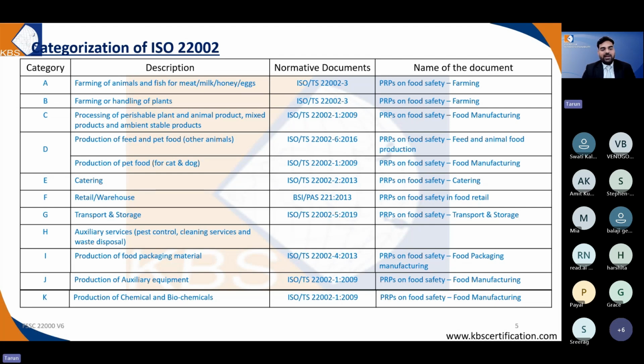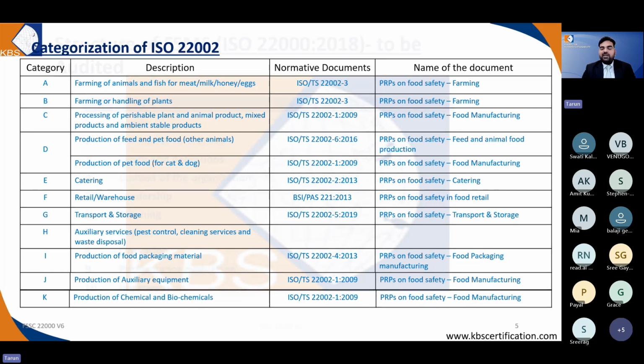When you have food packaging material, then the category is 22002-4. When you have production of auxiliary equipment, that means any equipment which is after manufacturing will be used in a food factory or any food production, in that category, it will be 22002-1, same as manufacturing, and same for the biochemicals. Suppose you are making a flavor or an artificial color, food colors, food flavors, that type of category will be manufacturing 22002-1.